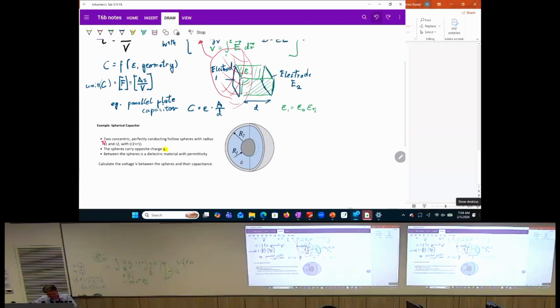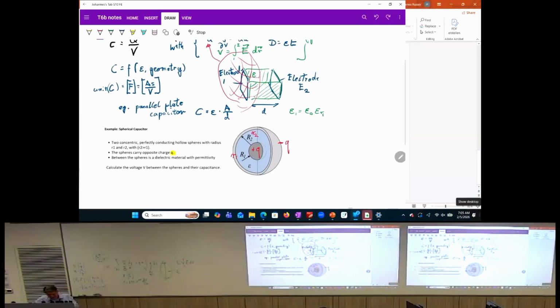Or let's make it the other way around. This is basically our R1 and this is our R2. And then you have a charge on these spheres, and the spheres carry opposite charges Q. So meaning the one here carries a charge, for example, plus Q, and the outer sphere carries the charge minus Q. So now we also have a dielectric material inside the sphere, and that let's denote as E.